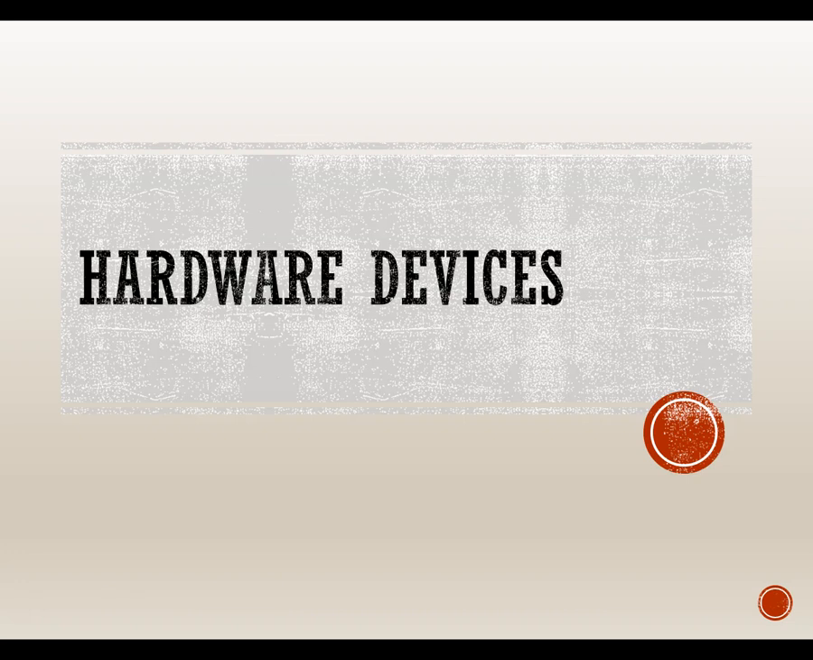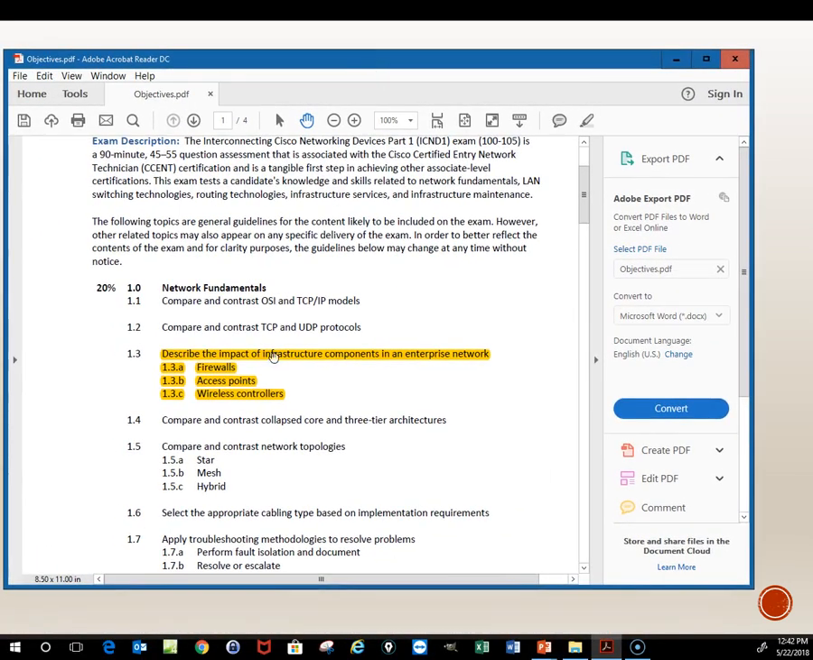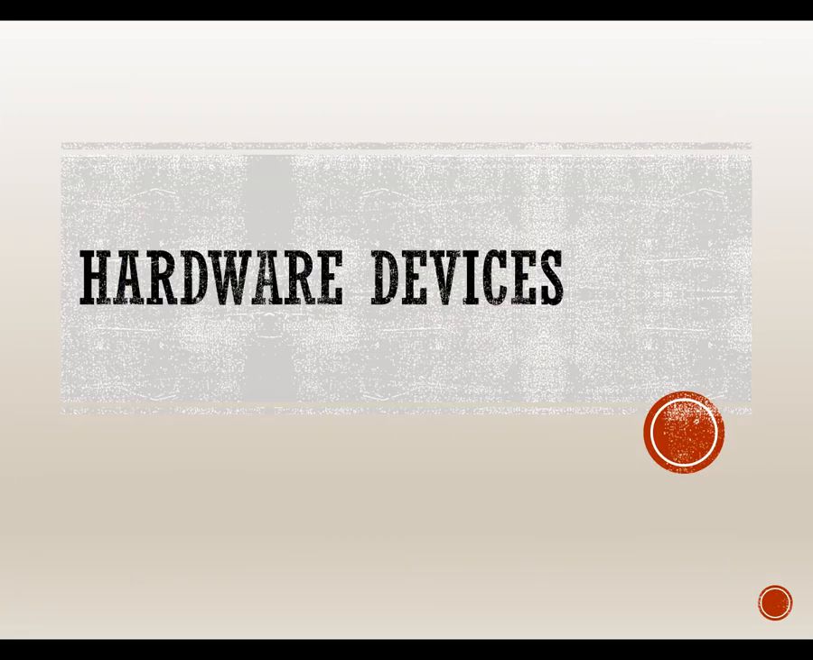In this segment, I want to take a look at hardware devices. I'll look at the objective here, which says describe the impact of infrastructure components in an enterprise network: firewalls, access points, and wireless controllers. I want to look at a couple of other devices as we do that.